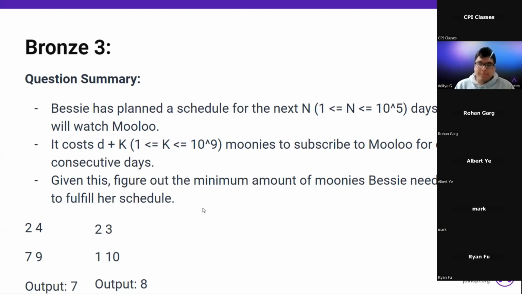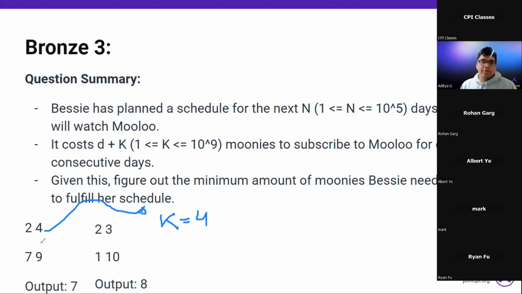The best way I like to tackle these types of problems is to work through the test cases and see what our thought process is when we're solving it. And then the computer is probably going to have a similar thought process. So let's take a look at this first test case. Here we're given that she has 2 days that she wants to watch it for, and K equals 4.